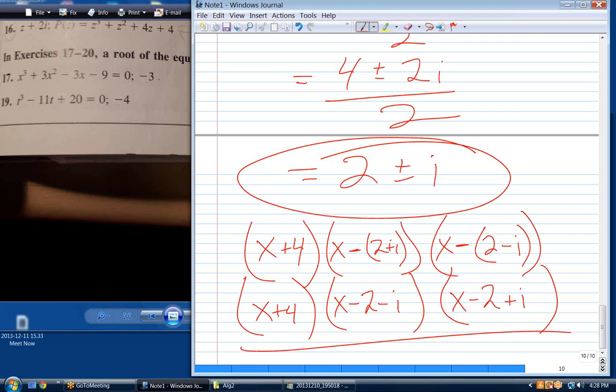Not that they asked for that. They didn't. But I want to make sure you understand that's what happened. When you solve for solutions, your linear factors are always x minus the solution. So when they gave us the solution of minus 4, we knew that x plus 4 was one of the linear factors.